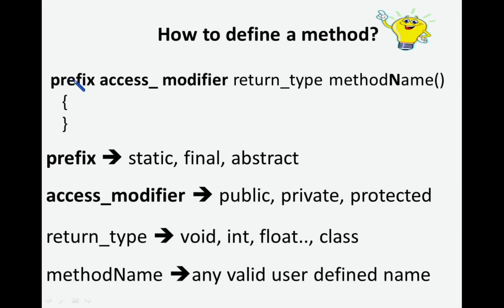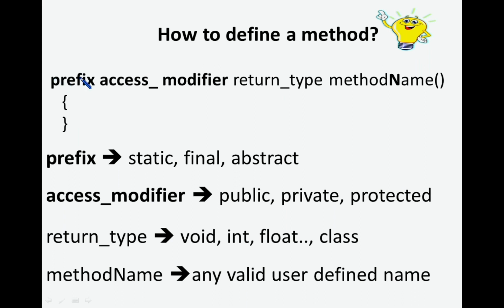So prefix followed by access modifier, return type of the method, method name and those empty parentheses. Inside this parenthesis we can pass an empty list or a list of parameters, right? So if it is a definition, it should be followed by a list of braces.